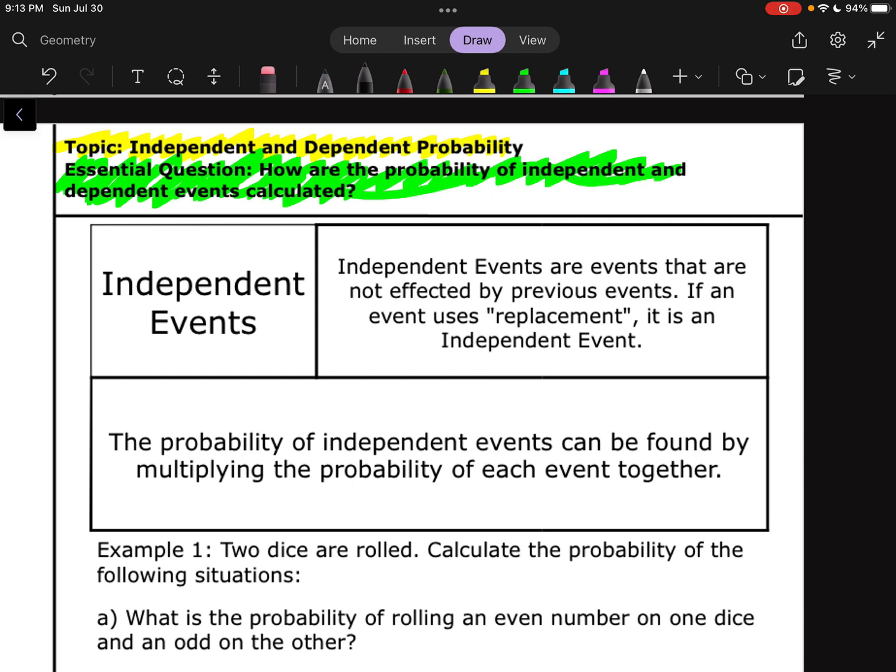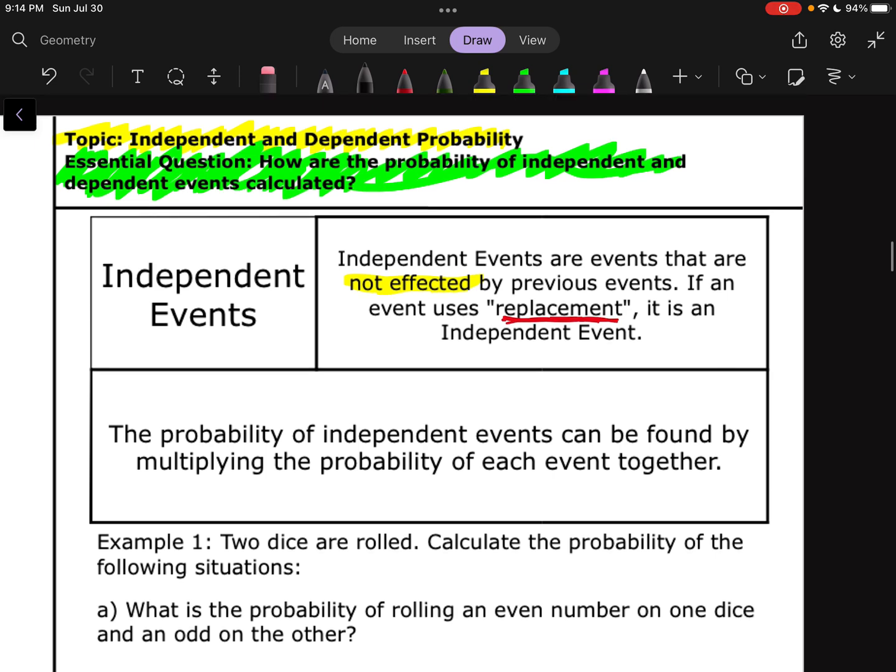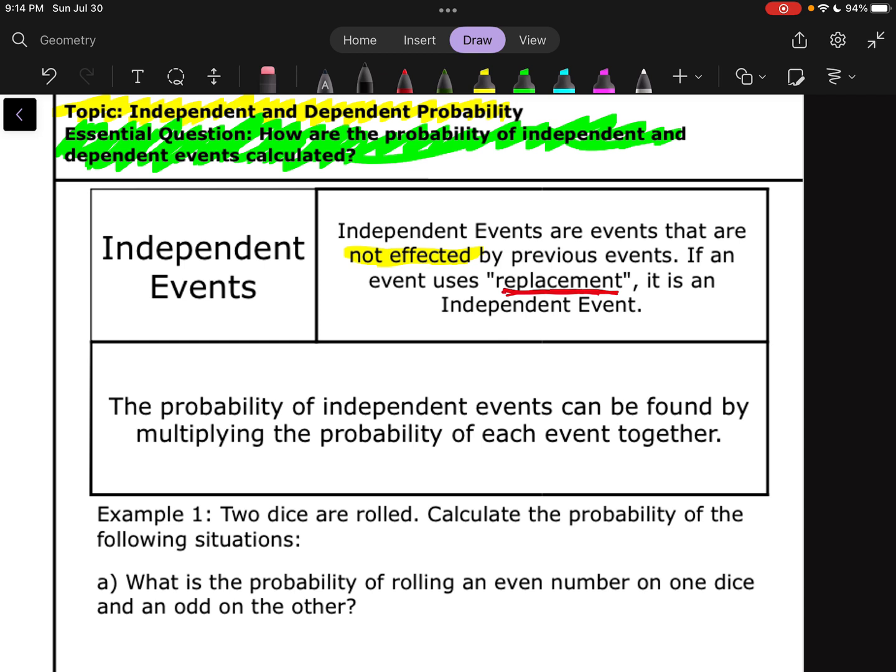What this says is that independent events are events that are not affected by previous events. If an event uses replacement, it is an independent event. So these types of events that we are considering are two completely unrelated events. They do not affect each other at all. And when we're dealing with these types of events, the probability of independent events can be found by multiplying the probability of each event together.